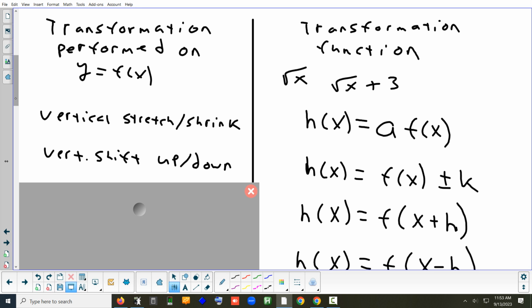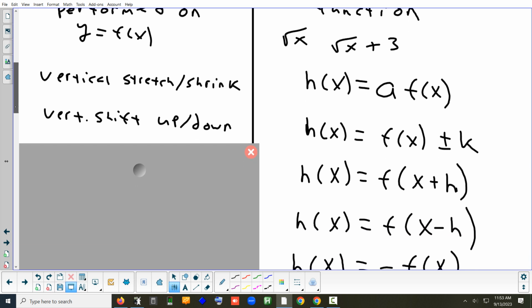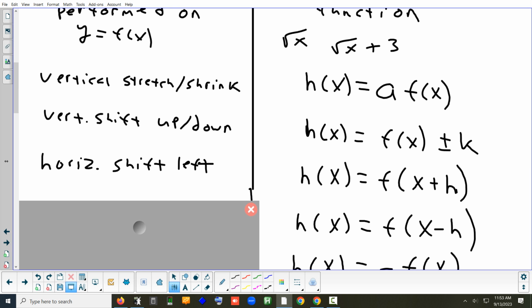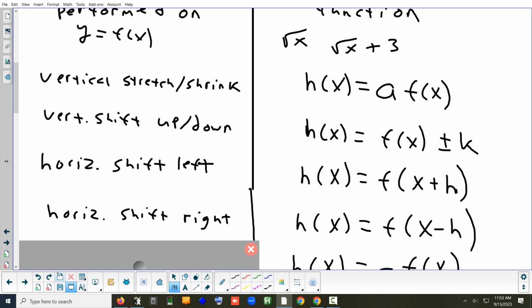What about adding inside the parentheses? Which way does that shift? Ron? Which way is which? Positive would be to the left, and negative would be to the right. And negative is to the right. Yep.